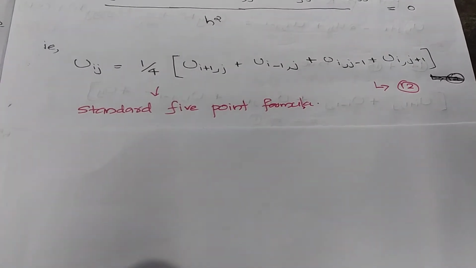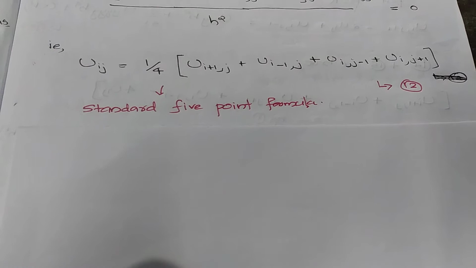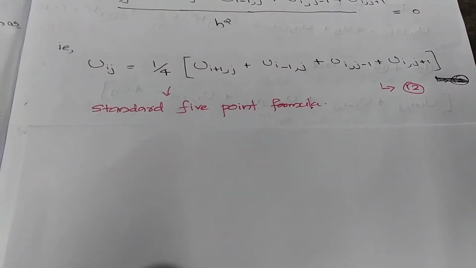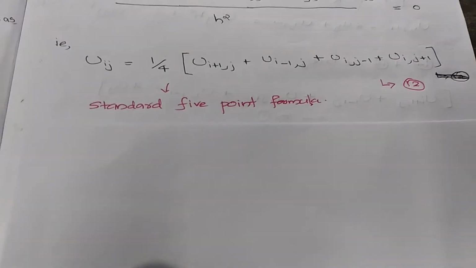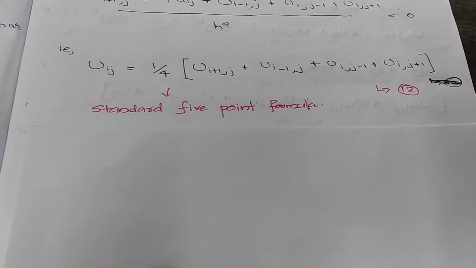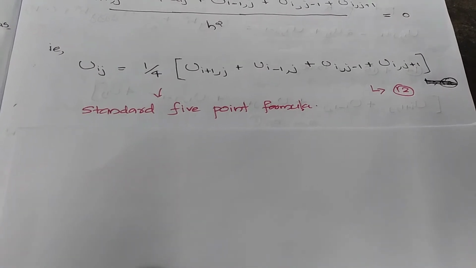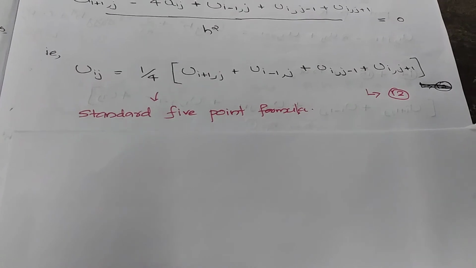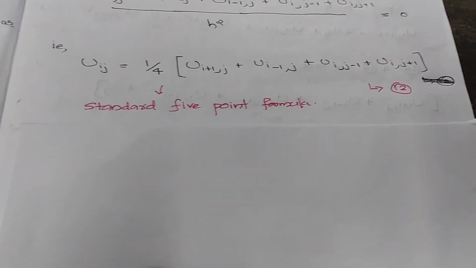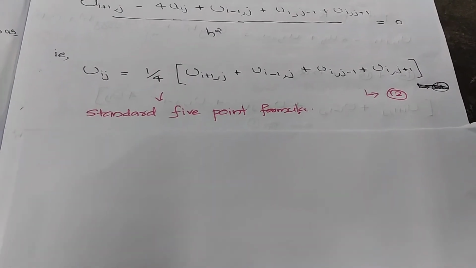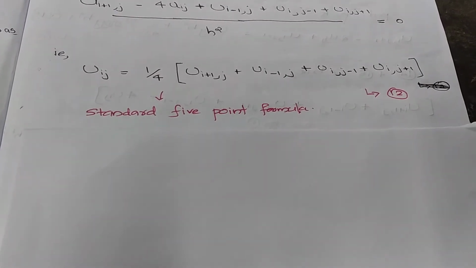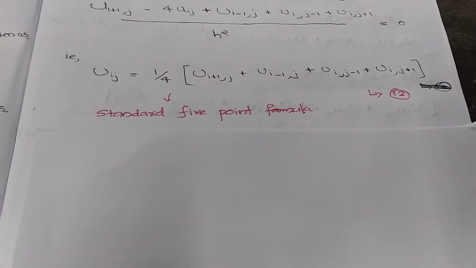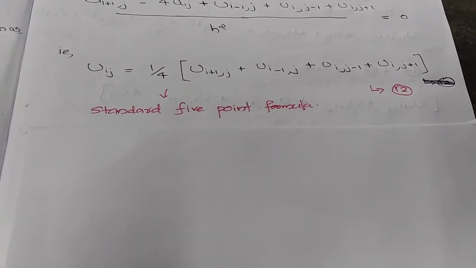In the case of the Laplace equation, del square T is equal to 0 is a Laplace equation. We have to find the temperature or energy for a Laplace equation. If we know 1 point's temperature or 4 points' temperature, we can find the other points' temperature. So it is called the standard 5-point formula.